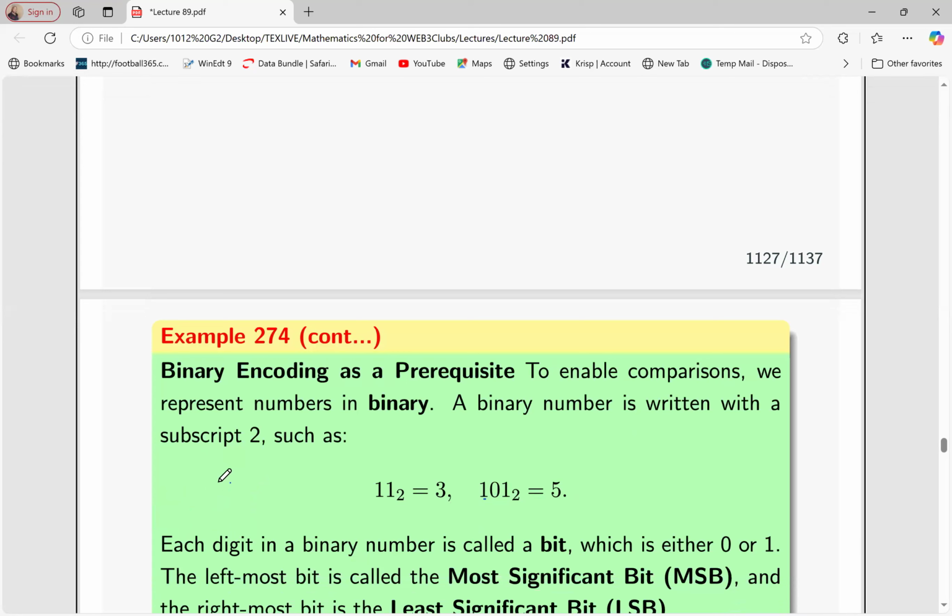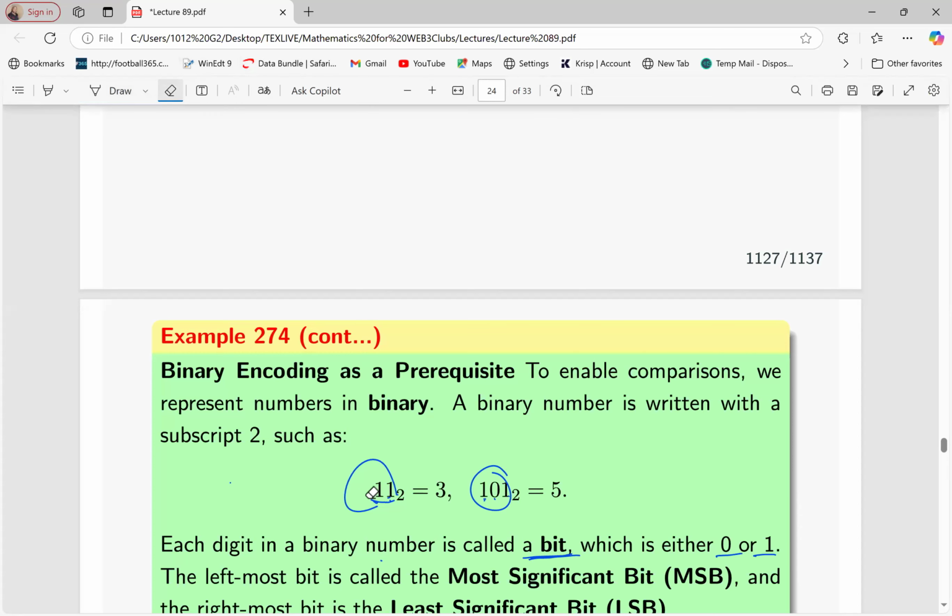What is important is that each of these numbers, 1 1, each of these is called a bit. So this is a bit, this is a bit, so these are 2 bits. This is a bit, this is a bit, this is a bit, so these are 3 bits. Each of these digits in a binary number is called a bit. And a bit is either 0 or 1. That is what is important to me here.